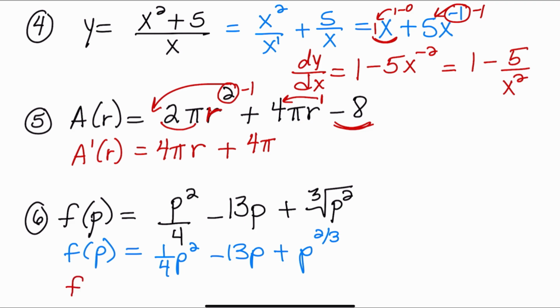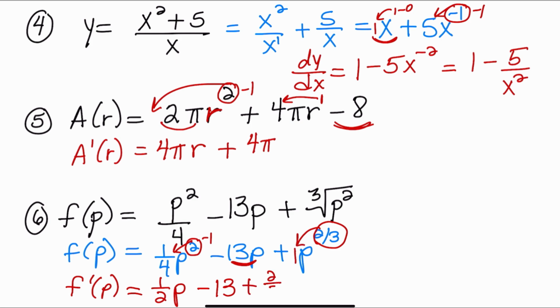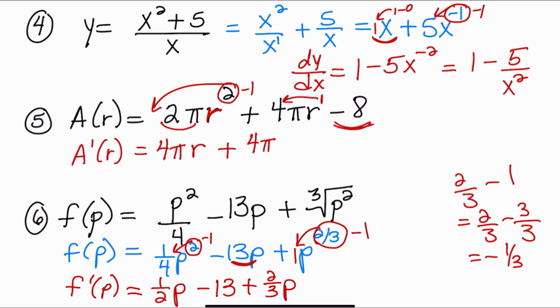So the derivative is going to be f prime of p is equal to, take the 2, multiply it by the 1/4. 2 times 1/4 is 2/4 or 1/2. Then p, take away 1, p to the 1 power, and I don't have to write the 1 power, minus the derivative of 13p, which is just 13. And then here, I have to get 2/3 times the leading coefficient, which is 1. So plus 2/3 p. And if I subtract 1, 2/3 minus 1 is the same as 2/3 minus 3/3. So this is just negative 1/3. So then it's 2/3 p to the negative 1/3 power.